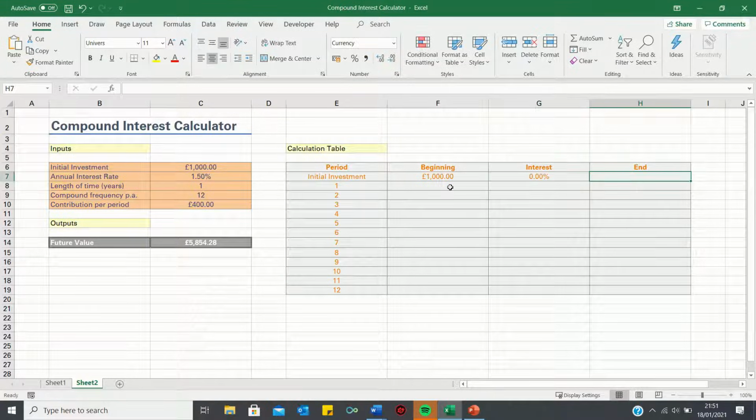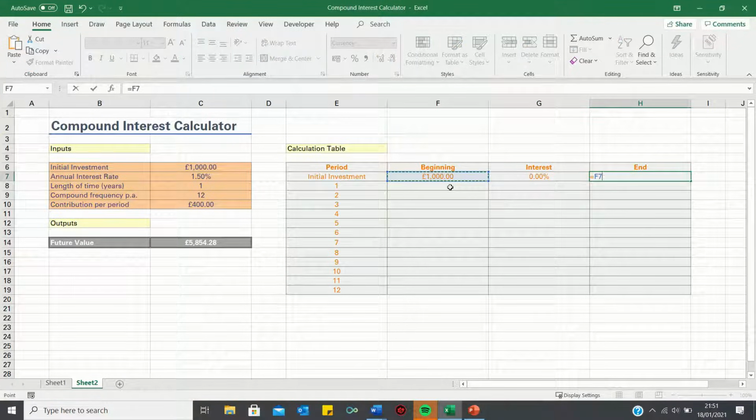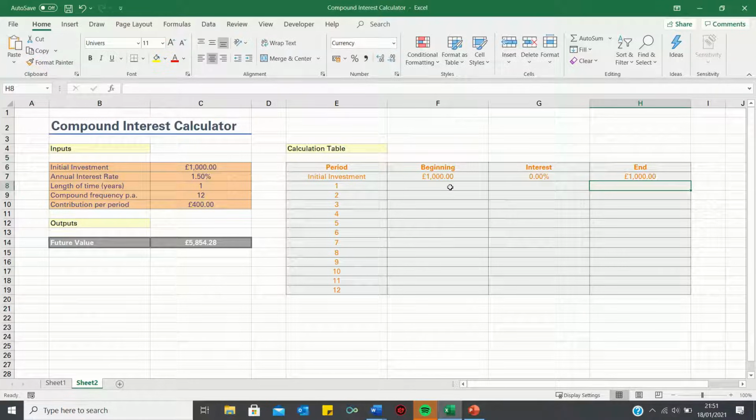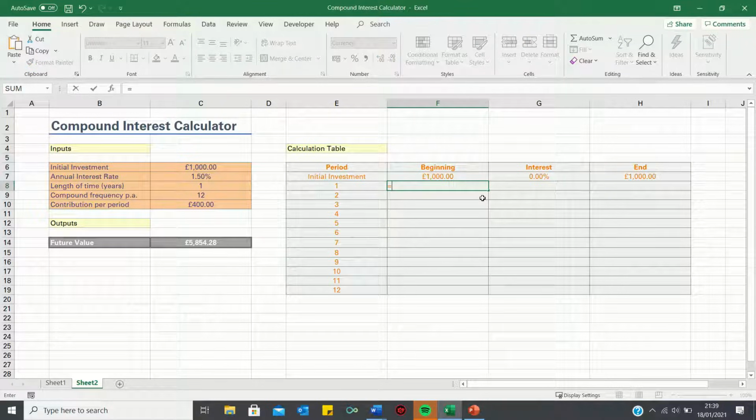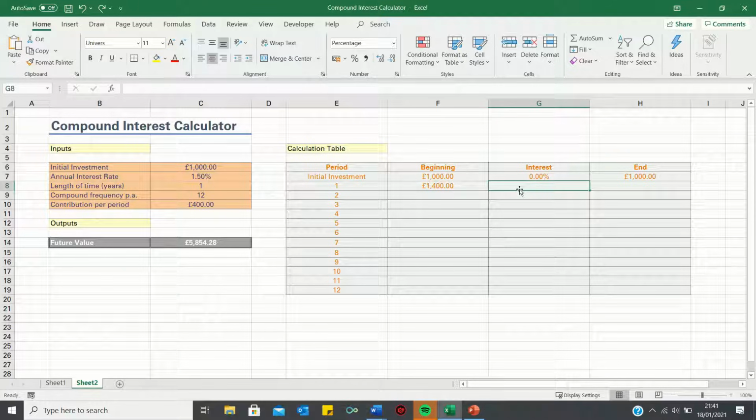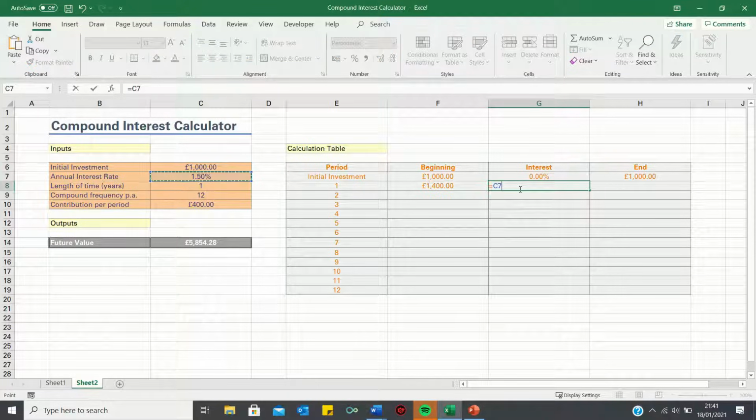Our amount at the end is the initial investment multiplied by 1 plus the interest rate, which stays the same as the interest is 0%. In month 1, we'll have the amount at the end of the previous month plus our monthly contribution. Before we click enter, we're going to add absolute references to ensure this value remains static as we bring it down later. The interest earned in months 1 to 12 is the annual interest rate, which is 1.5%, divided by the number of compounding periods, which is 12, to give the monthly rate.